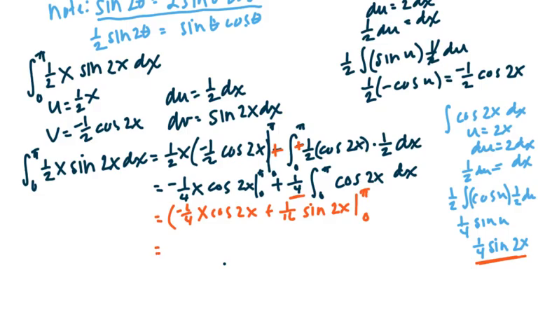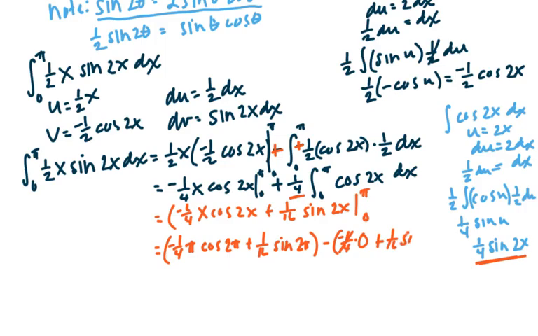So now we have negative 1/4 pi cosine of 2 pi plus 1/16 sine of 2 pi minus negative 1/4 times 0, so that's gone, plus 1/16 sine of 0. 2 times 0 is 0.